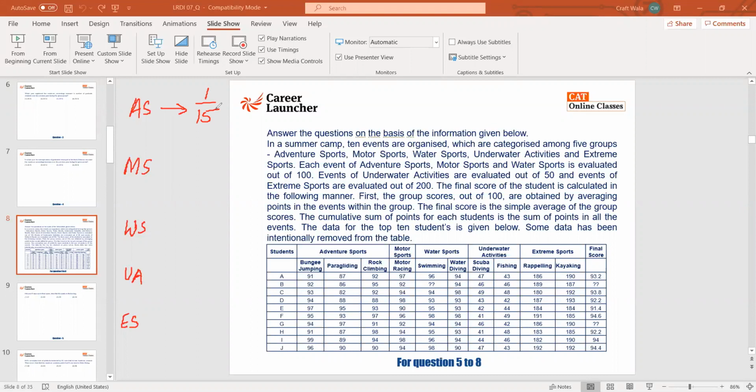If you give me 1 point only in adventure sports, everything else is 0, if you give me only 1 point in any one of the adventure sports, my final score will become 1 by 15. That means bungee jumping 0, paragliding 0, only rock climbing 1, everything else 0. So 0 plus 0 plus 1 divided by 3 is 1 by 3. Then all these are also 0. So that 1 by 3 will now be divided by 5, 1 by 15. Does this make sense?